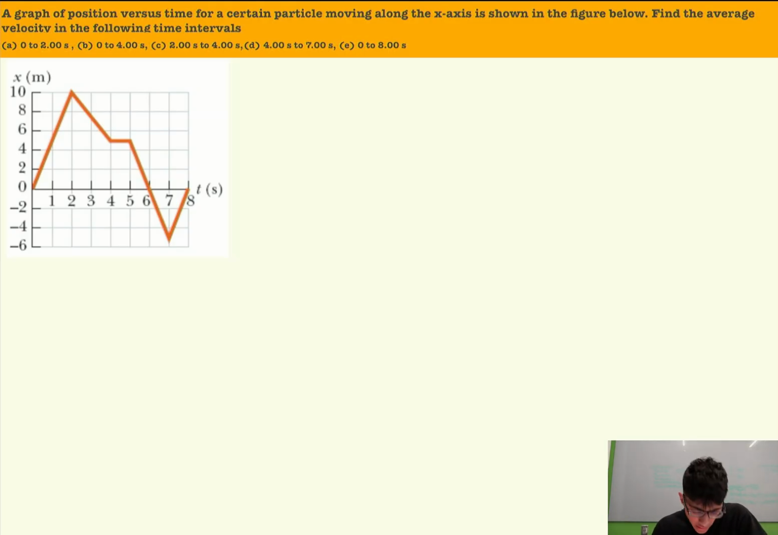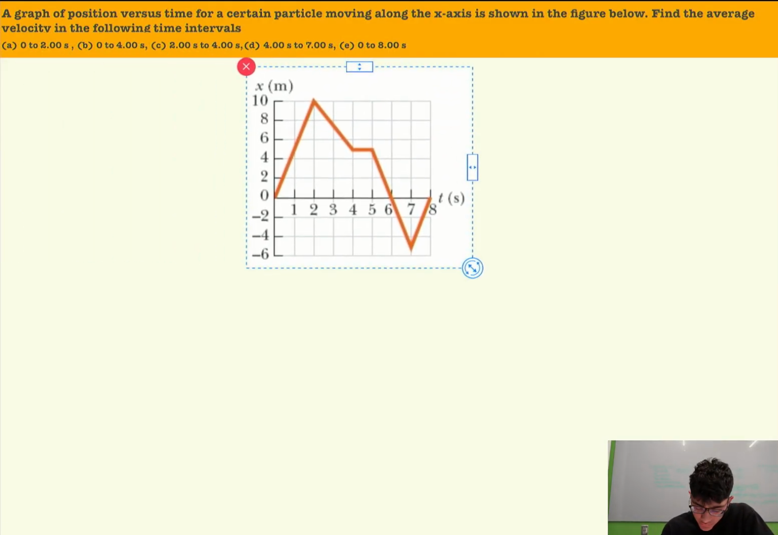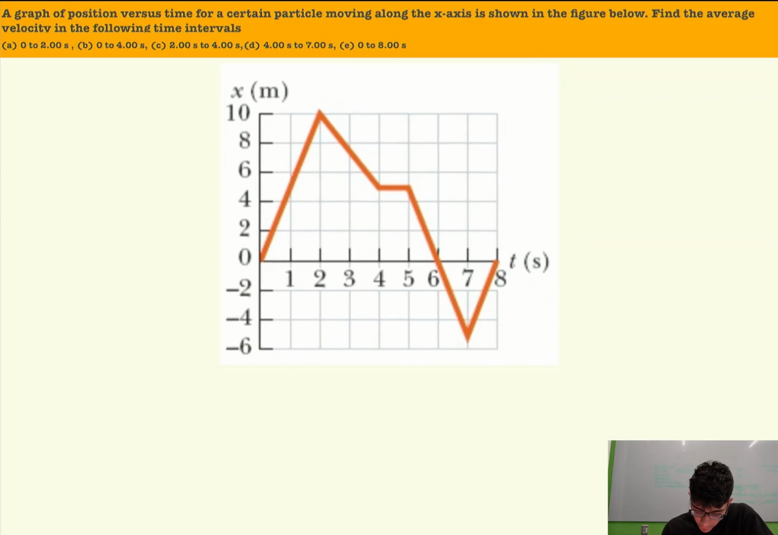Okay, so we're given this velocity graph. I'm gonna bring it over here just to see it better. But yeah, it's really simple. This is the position, or how much he moved, and this is the time.